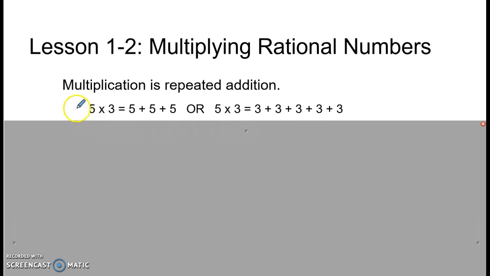Now, I think probably most of you are fairly comfortable with integer multiplication, so multiplying whole numbers by other whole numbers. If you ever have an issue with that, keep in mind that it's the same as repeated addition. So 5 times 3 is going to be the same process as 5 plus 5 plus 5. The same answer. You can also do 3 plus 3 plus 3 plus 3 plus 3. Doesn't matter. Either 5 groups of 3 or 3 groups of 5.